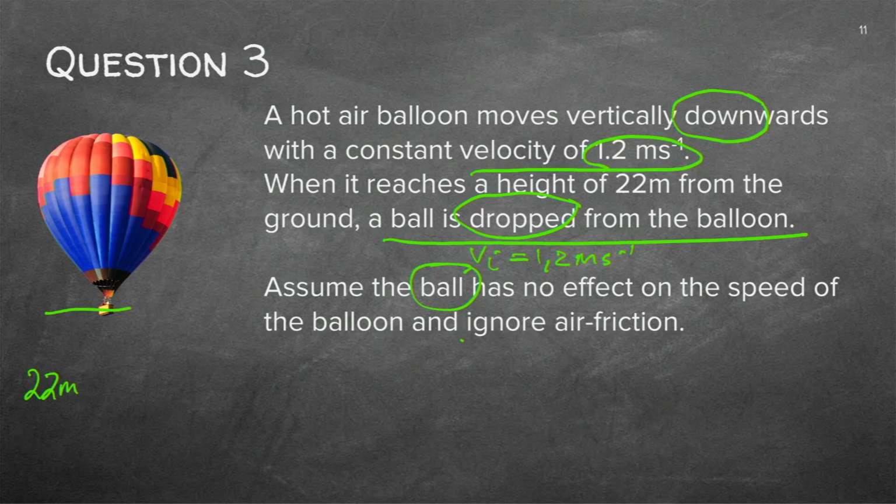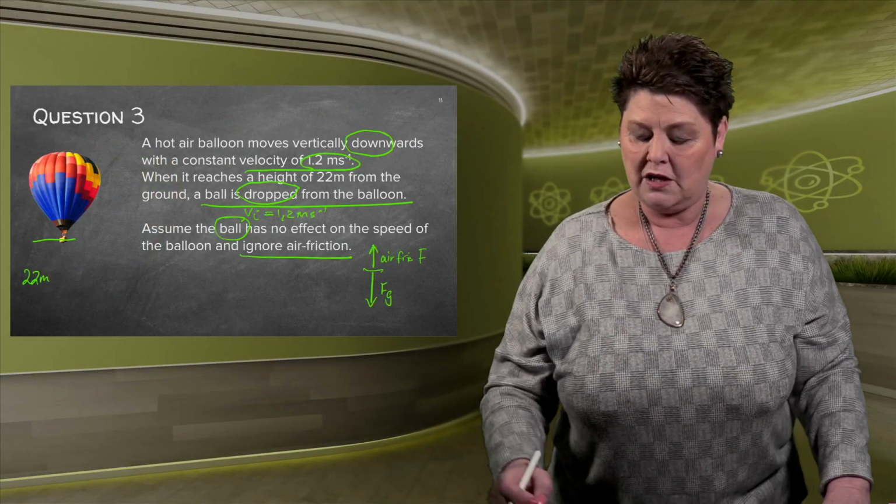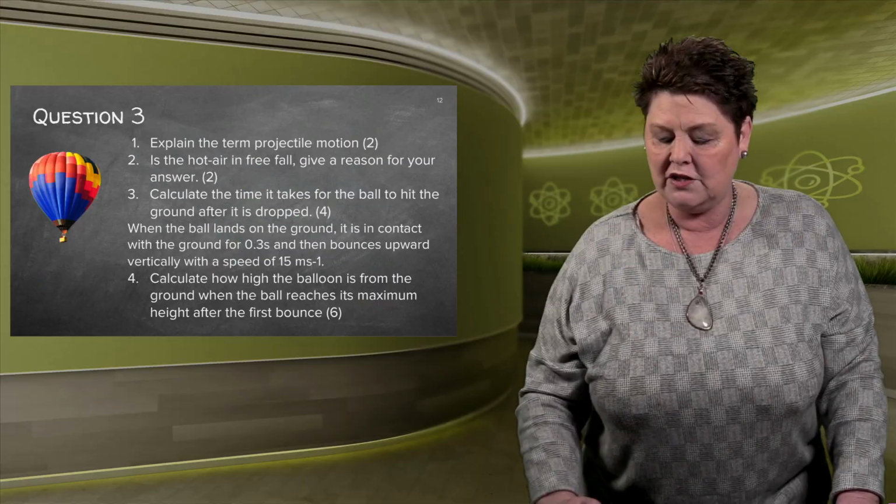And they're also indicating to me, ignore air friction. You might get another question where they actually ask you to calculate what the air friction is, because that will be a force and that will be in relation to the gravity. So make sure that you know that it's also, again, a free body diagram, two forces. But they said we can ignore it in this question.